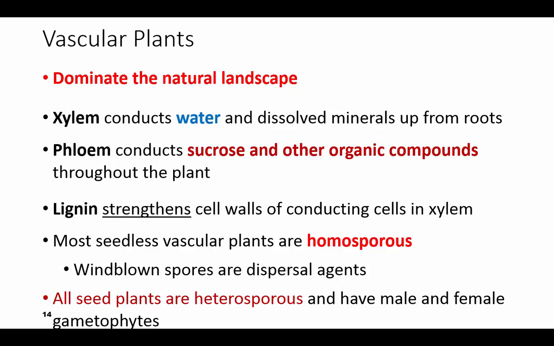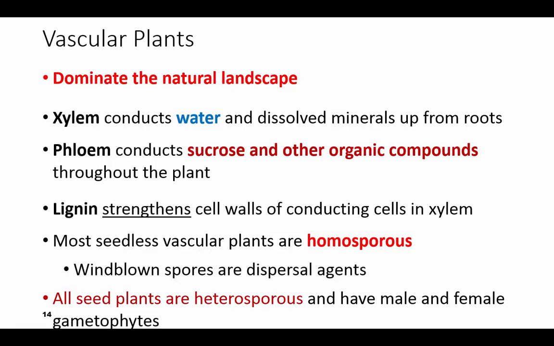Well, our vascular plants are called lycophytes, and these are the ones we're most familiar with because we find them everywhere. They have vascular tissues to transport water and minerals up from the roots, called xylem, and to transport the sucrose and other organic compounds that the leaves make in photosynthesis down the stem to the roots. The other thing they have is lignin. That strengthens the cell walls of the conducting cells in the xylem so that those cell walls become very strong and can carry the water up from the roots.